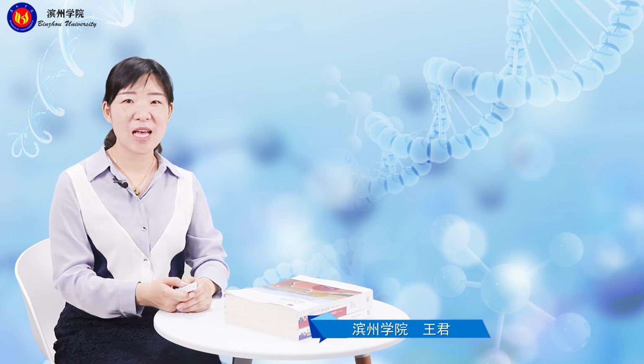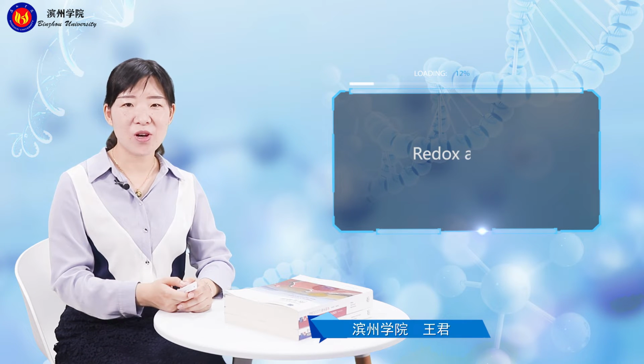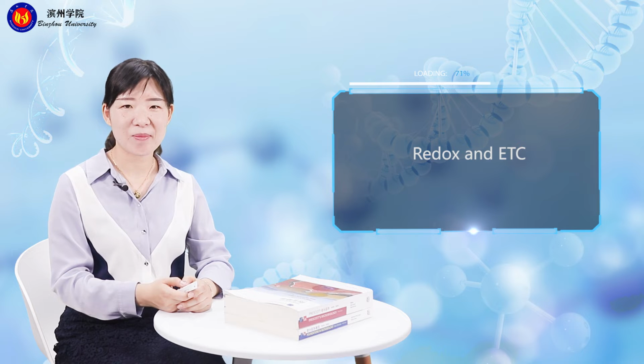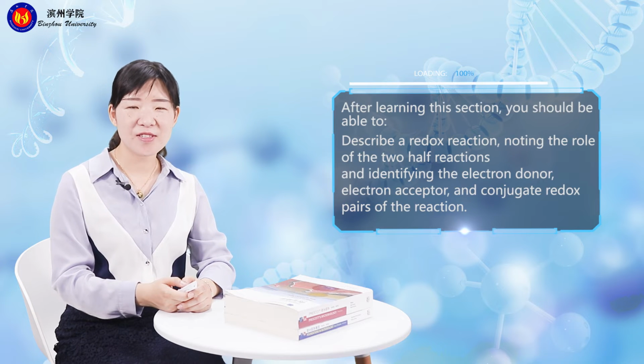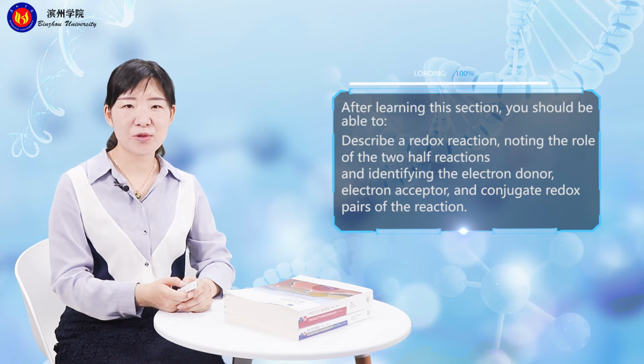Hello everyone, this section is for Redox and ETC. After learning this section, you should be able to describe a redox reaction, noting the rule of the two half reactions and identifying the electron donor, electron acceptor, and conjugate redox pairs of the reaction.